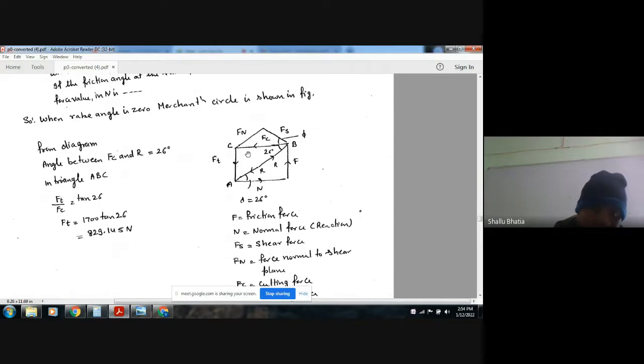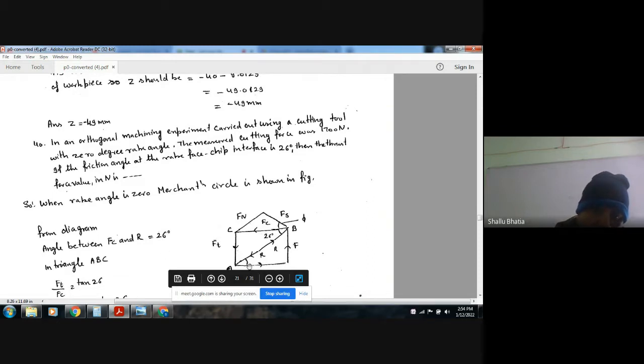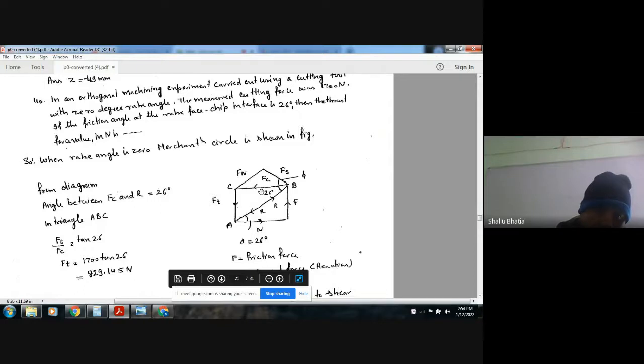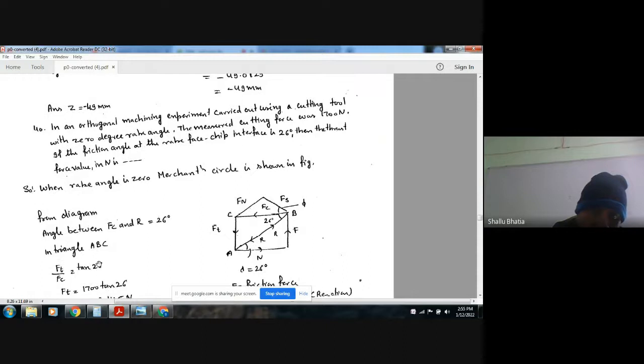Now, what is given? Cutting force is given as 1700, so Fc is 1700. As this angle is 26, this is lambda, this is lambda. From this we can calculate R, or we can calculate Ft also from this triangle. So Ft by Fc is tan 26, where this is the perpendicular and this is the base. So Ft will be 829.145. So this is the answer.